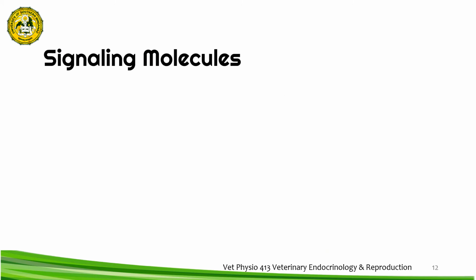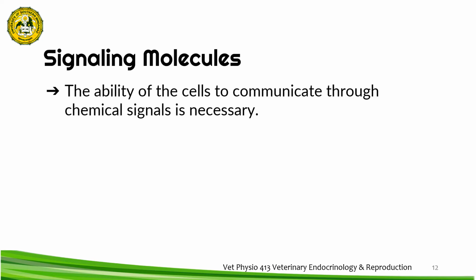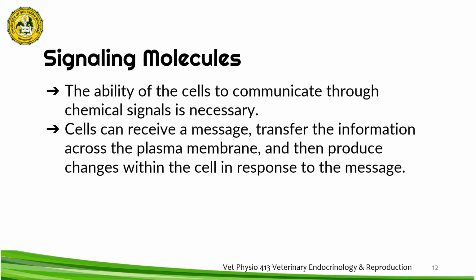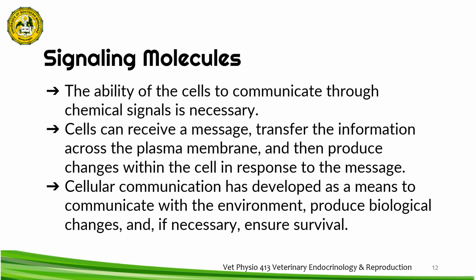So let's now proceed to the signaling molecules. The signaling molecules are important for the hormones to be able to produce their function. The ability of the cells to communicate through chemical signals is necessary, and the cells can receive a message, transfer the information across the plasma membrane, and then produce changes within the cell in response to the message.